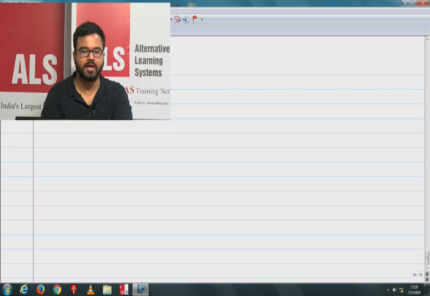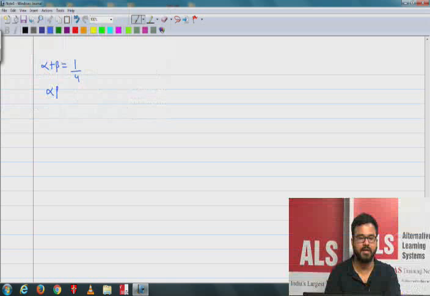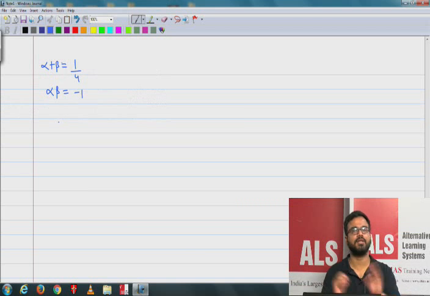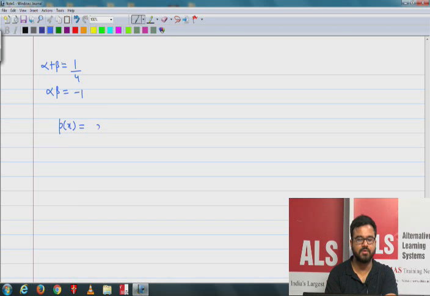So basically alpha plus beta is 1 by 4 and alpha beta is minus 1. So you know that, and I am taking k as 1 for all of the cases. So p of x is equal to x square minus sum of zeros plus product of zeros.